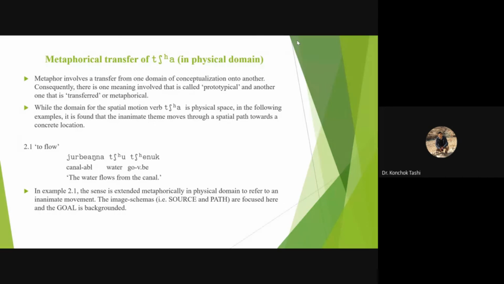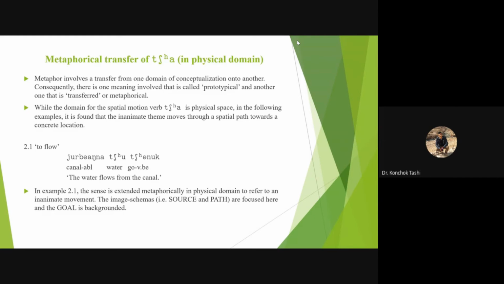Now coming to the metaphorical transfer of the verb cha in the physical domain, metaphor involves a transfer from one domain of conceptualization onto another. Consequently, there is one meaning involved that is called prototypical, and the other one that is transfer or metaphorical. Now, while the domain of the spatial motion verb cha is physical space, in the following examples it is found that the inanimate moves through a spatial path towards a concrete location. Now, it refers to flow. Yurbeana chu chenu. The water flows from the canal.